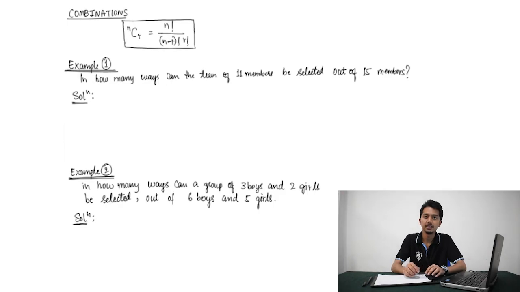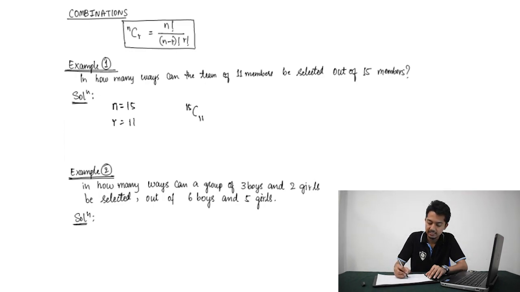Moving on to the next topic, that is combination. Here we are selecting a specific number from a group. Let us take some examples. In how many ways can a team of 11 members be selected from a total of 15 members? That is, we have n is equal to 15 and r is equal to 11. From the formula, we have 15C11 is equal to 15 factorial divided by (15 minus 11, that is 4) factorial into 11 factorial. Solving this will give the option.